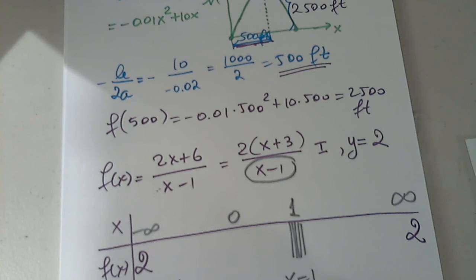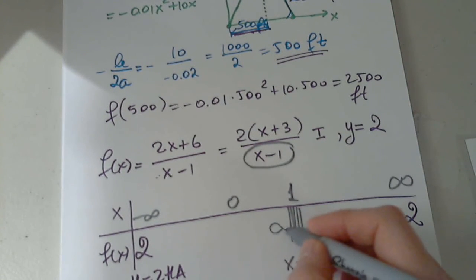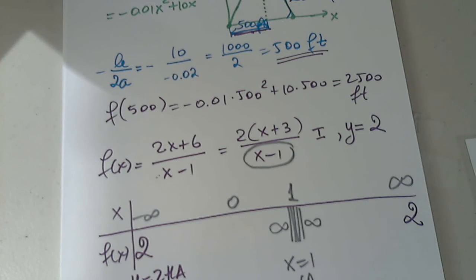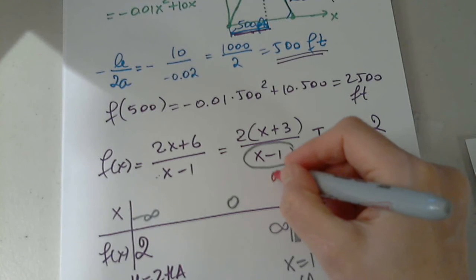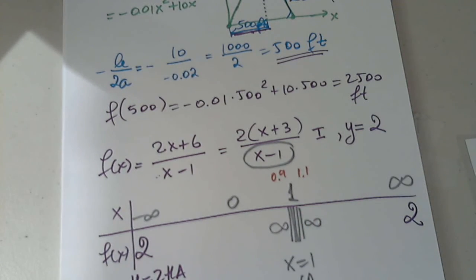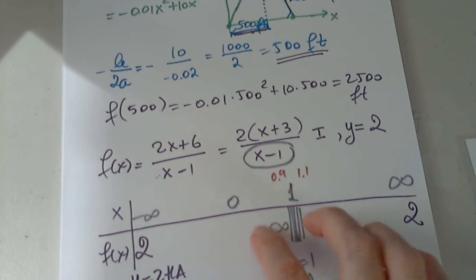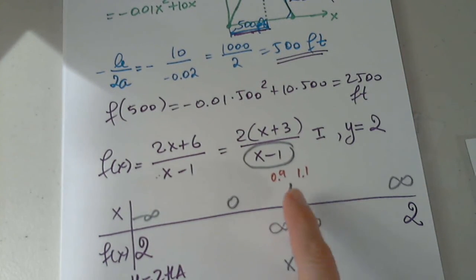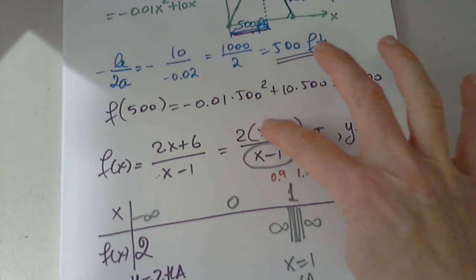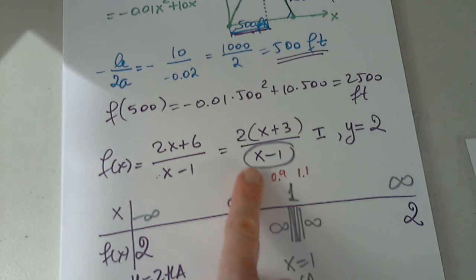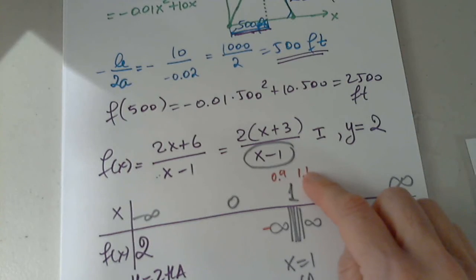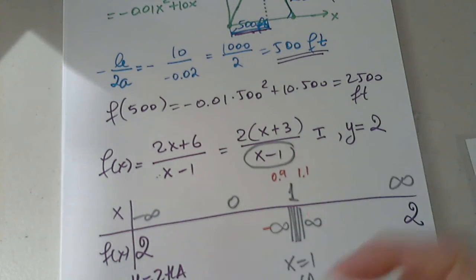We know that x equals 1 must be a VA. In that case, I will immediately write my infinities, but I don't know the sign. It will take a blink with 0.9 and 1.1. Notice that I put them up there because I'm not going to use them to graph. I'm only going to use them to find the sign. So when I plug in 0.9, this is positive, but this is negative. 0.9 minus 1 is negative. But when I plug in 1.1, positive and positive, I got the sign.